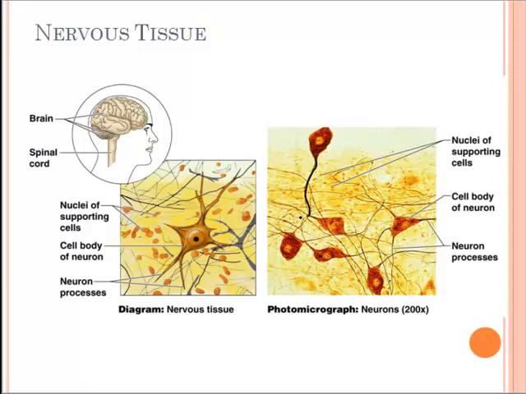I mentioned that muscle cells can be very long, but neurons are the longest cells in the body. For example, the longest one goes from our spinal cord in our back: one neuron goes from the spinal cord clear down to your big toe. It's a very long cell. That's the nervous tissue.